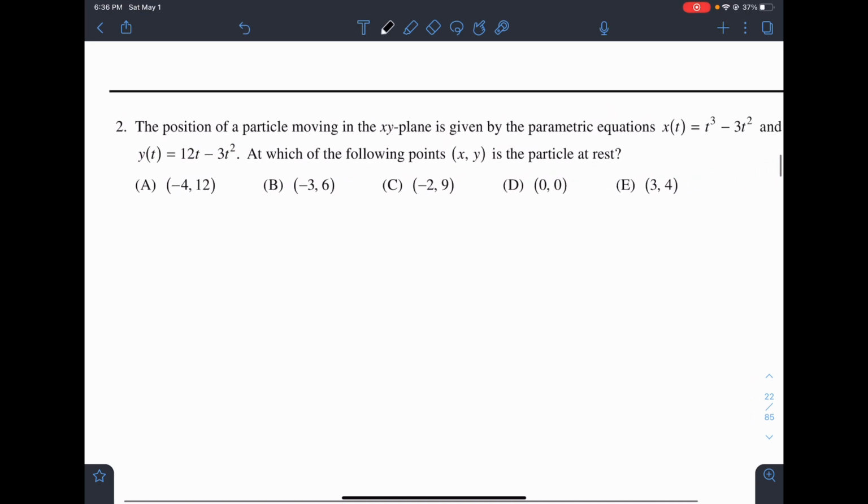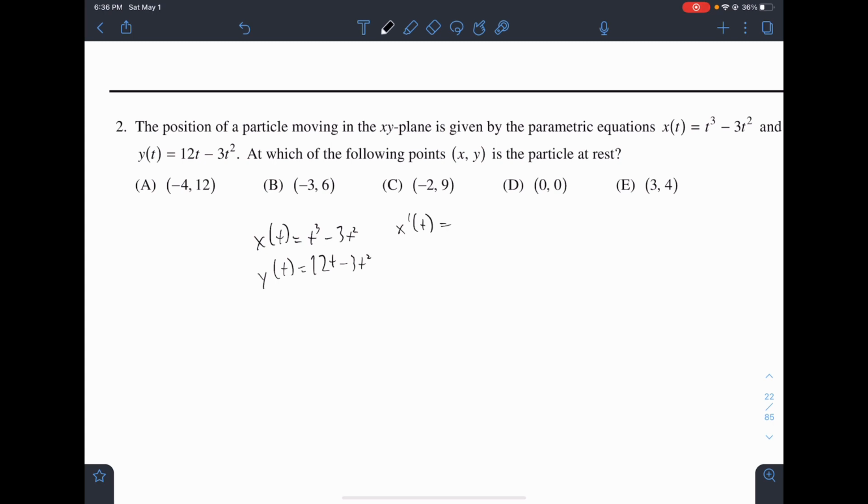Now for number 2, we have a parametric equation, so x of t equals t cubed minus 3t squared, and y of t equals 12t minus 3t squared. Okay, so let's find the derivative. So x prime of t equals, let's use the power rule here, 3t squared minus 6t. Now y prime of t equals 12 minus 6t. Awesome. So let's try and find the time t where both x prime of t and y prime of t are equal to 0.